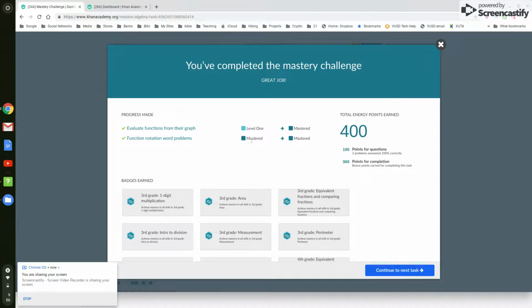And then this was one that I already had mastered. It gave me this skill because it's kind of spiraling back to old stuff to make sure I still know it.